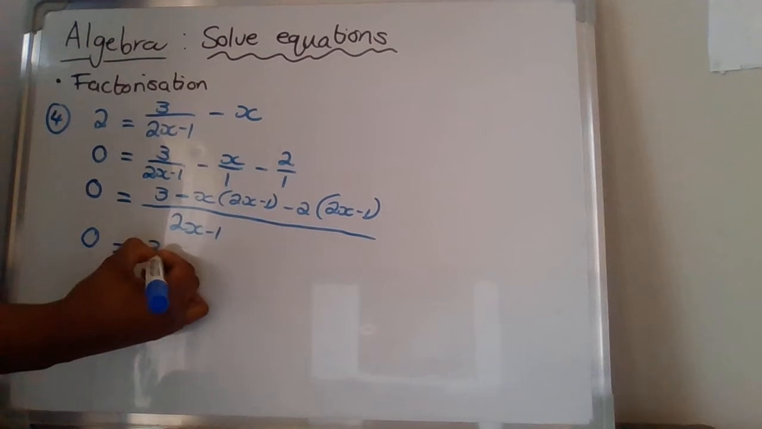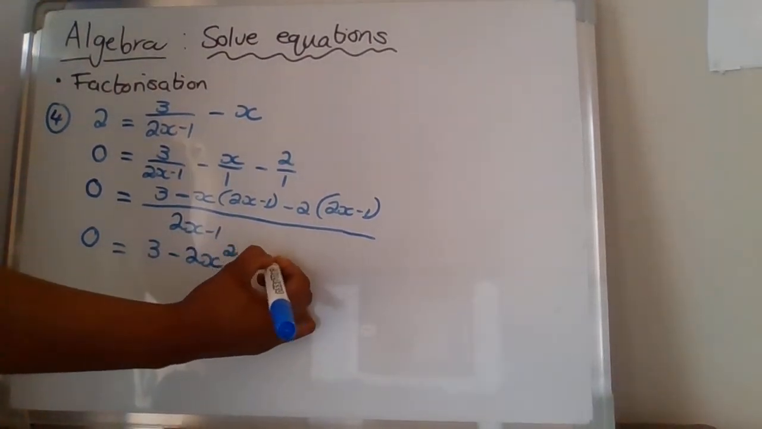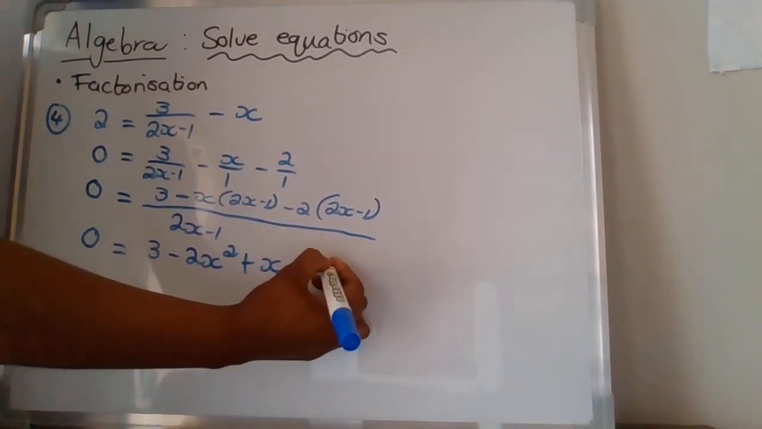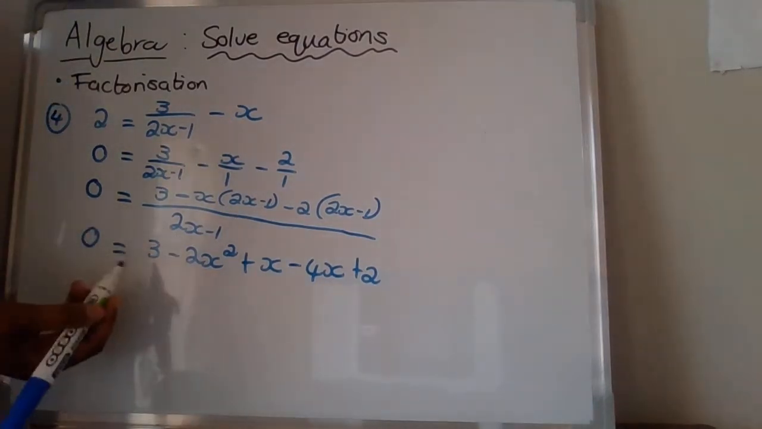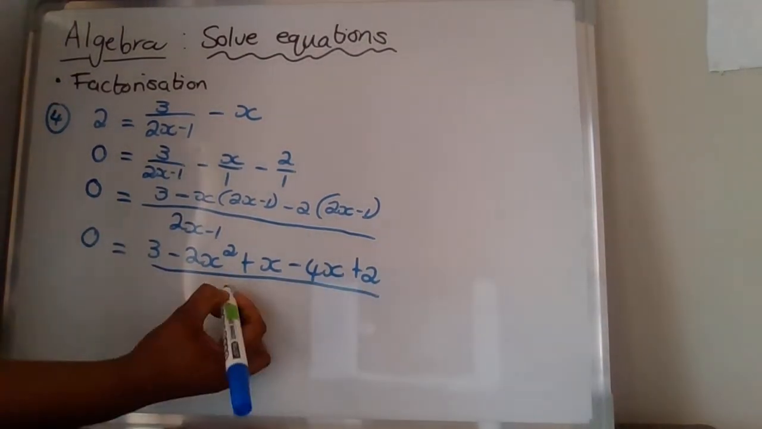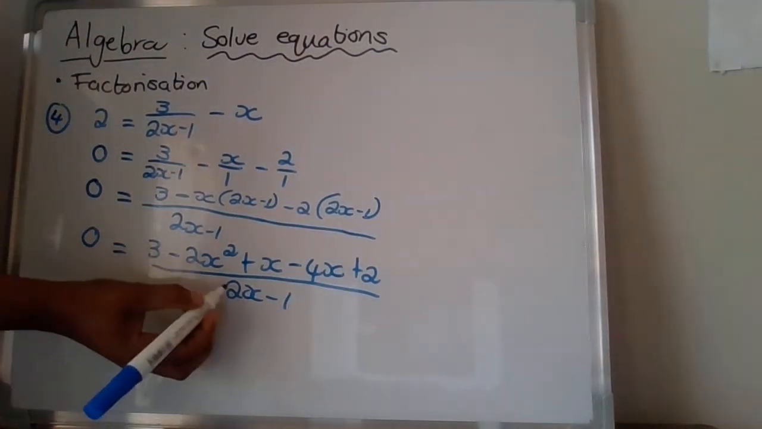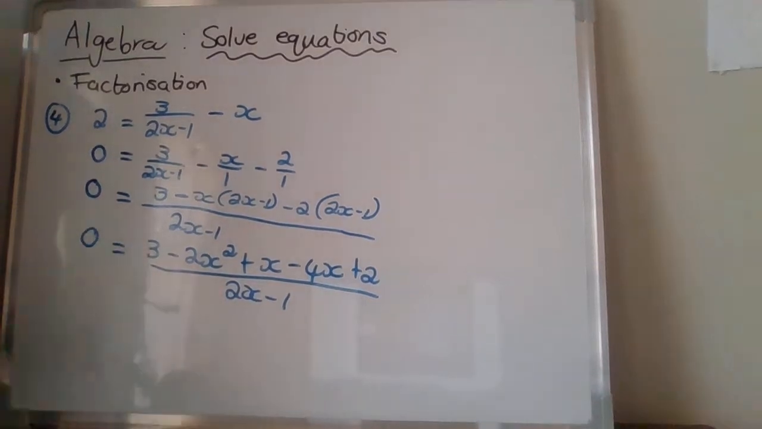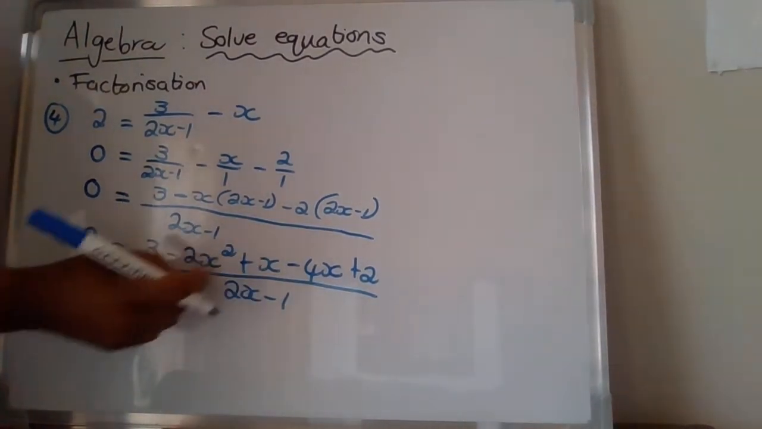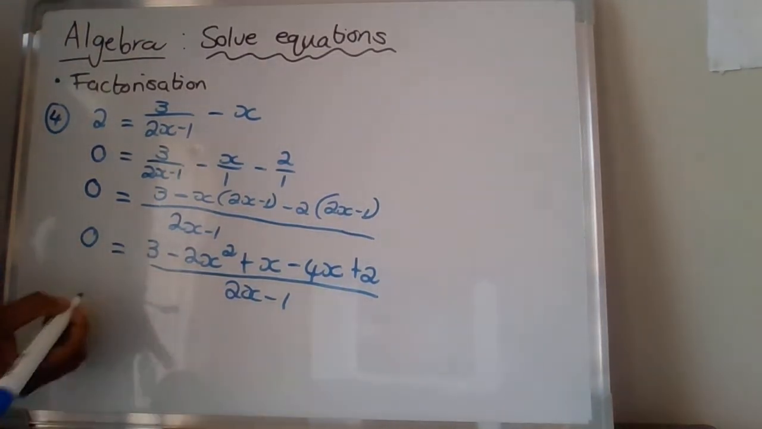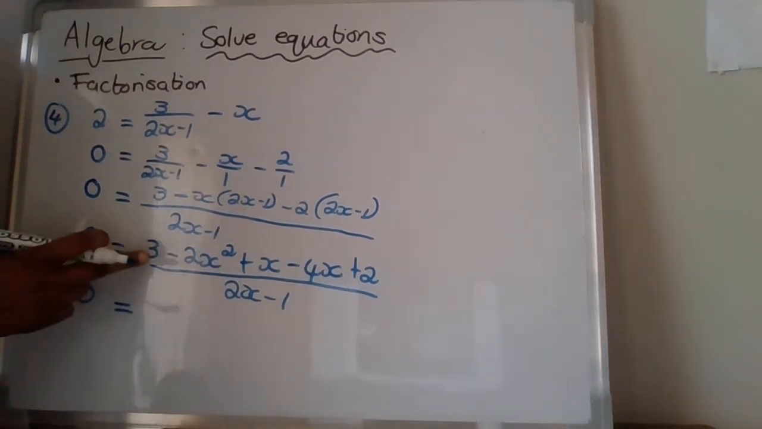Then I get 3 minus 2x squared plus x minus 4x plus 2, all over 2x minus 1. Now, again here, I can actually multiply on both sides so that I get rid of the denominator. So then I can get 0 is equal to, let me look for my like terms.